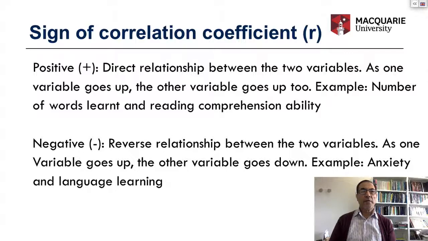On the other hand, a negative correlation, as it was explained before, shows a reverse relationship between the two variables. An example: anxiety and language learning. When language learners have a high level of anxiety, they have low language learning achievement, and vice versa.